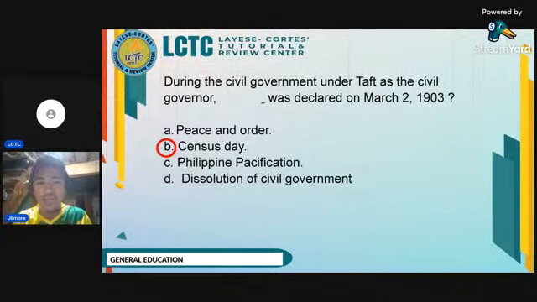And William Howard Taft declared March 2, 1903 as the Philippine Census Day. Okay. Philippine Census Day. Take note of this one, teachers. And it was the first census during the American period, not during the Spanish period. Because during the Spanish regime, I think there were two official censuses that happened during the Spanish period. But during the American period, this was the first census that happened, March 2, 1903, considered as the Census Day.